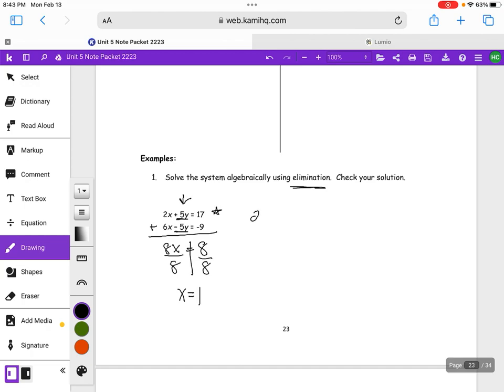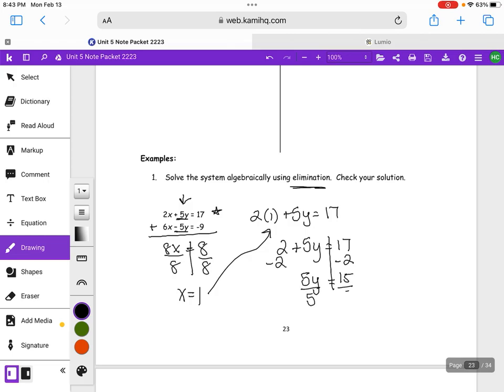So instead of writing 2x, I'm going to have 2 times 1, because remember, x is equal to 1, plus 5y equals 17. 2 times 1 is 2, plus 5y equals 17. Draw my railroad track, start to combine those like terms together. They are on opposite sides, so I'm going to subtract a 2 from here and subtract a 2 from there. I will get 5y is equal to 15. Divide by 5, divide by 5, y is equal to 3. So my final answer is x equals 1, y equals 3, or the coordinate pair 1, 3.